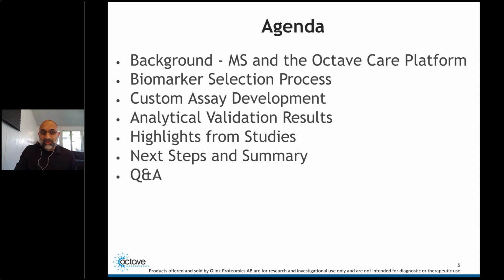Here are the topics that we'll be covering today. I'll start with a background on both multiple sclerosis and the Octave Care platform. Next, I'd like to discuss the selection process that we use to include biomarkers in our custom assay development project, and I'll walk through that project. I want to highlight some of the results from our analytical validation studies performed at Octave, as well as some of the results from the biomarker studies we performed with this custom panel. I'll then discuss next steps and summarize before we move into a Q&A.